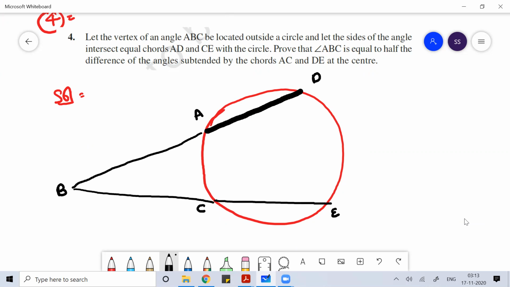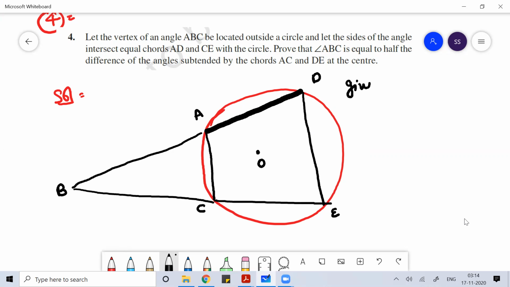Suppose this is B, A, B, C. Let the vertex of the angle ABC be located outside the circle, suppose this is center O, and let the sides of the angle intersect equal chords.